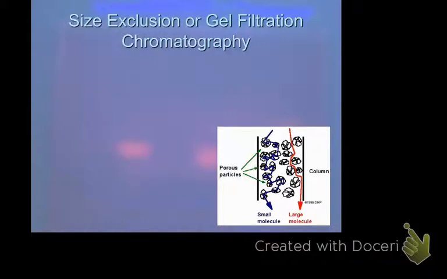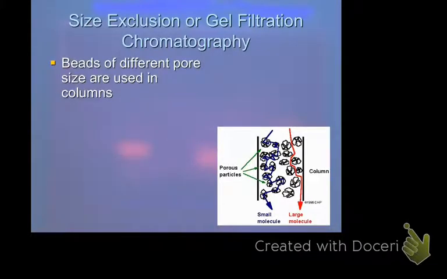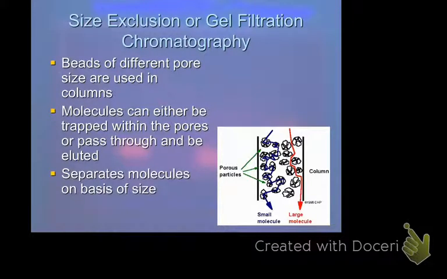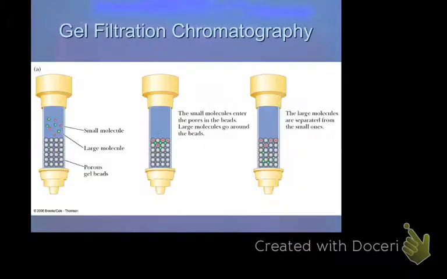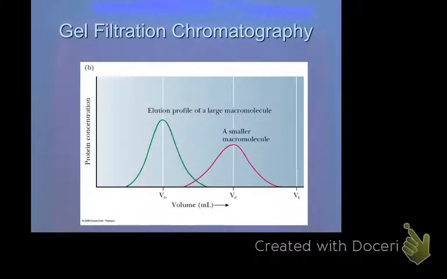Okay, let's put that now in words. So that's why it's going to separate molecules based on size, like I mentioned before. They can either be trapped or they just pass right on through. All right, and this is another cartoon showing the same type of thing. This is the elution profile where they've most likely used spectroscopy afterwards, and you can see it does separate based off of size quite well.